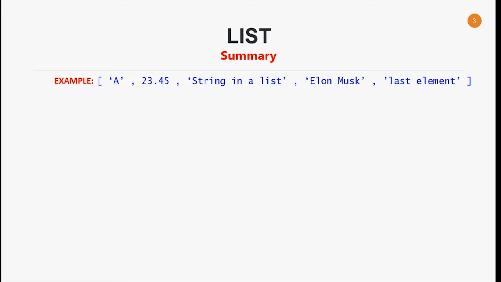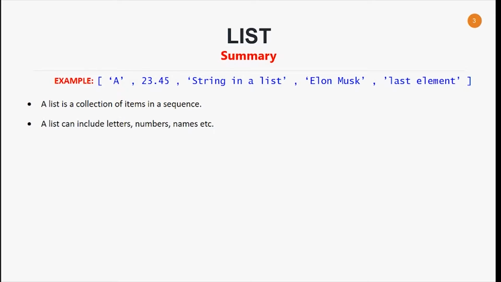First, we'll start with list, which is the first collection. Here we have given you an example of what a list in Python looks like. A list is a collection of items in a sequence. A list can include letters, numbers, names, etc. It can include strings. As you see in the example, we have included a letter, a number, strings, names, and the last element, which is also a string.